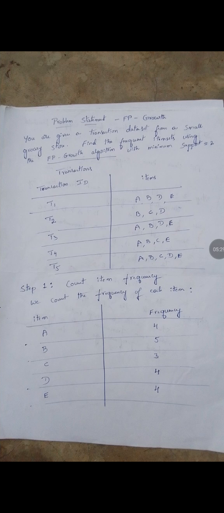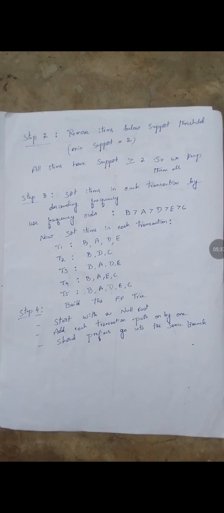Suppose you are checking the T1 transaction. Here the given order is A, B, D, E. We have to change it to this order, B, A, D, E, because we have to follow descending frequency order. As per the support count, we have achieved this order.